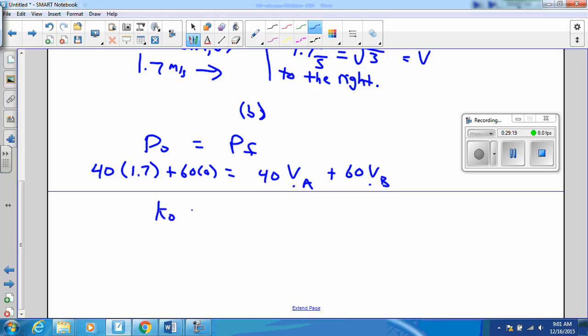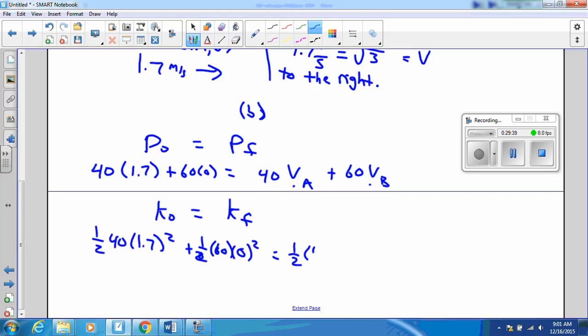So there's that. And then I'm going to set up kinetic energy is conserved, just like so. Notice that I don't really know how this is all going to work out just yet, but I can still do the conservation of momentum and energy just like that.